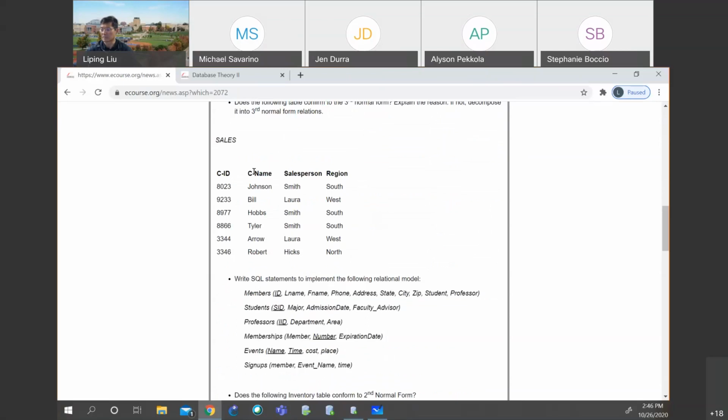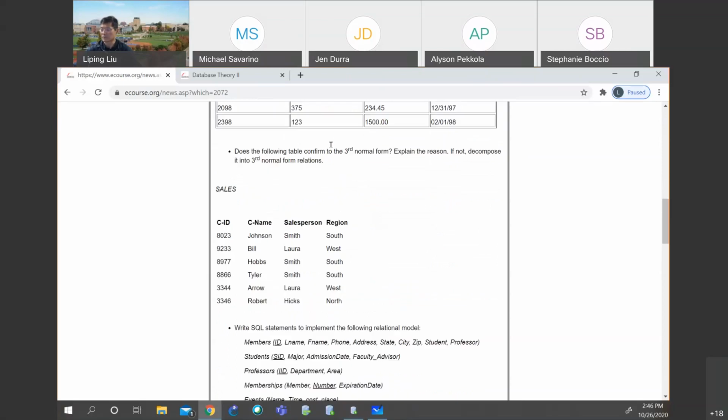So here the question asks you, does the following table conform to the third normal form? So we start with third normal form, and we have to make sure that it is in first normal form and also second normal form. So do we see any repeating columns? Each customer has a customer name, and they have a salesperson and a region. So I don't see any multi-valued columns here. So first normal form is satisfied for this table, right?